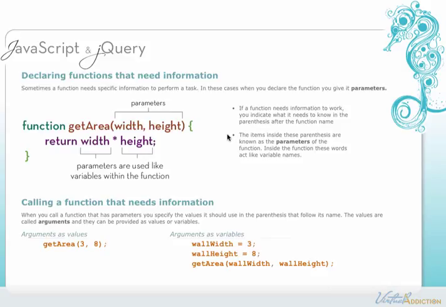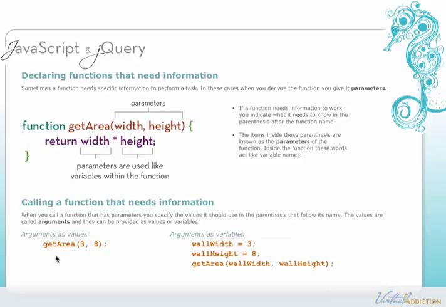So when you design a script, you need to note the information the function will require in order to perform its task. If you look inside the function, the parameter names are used just as you would use variables. Here the parameter names, width and height, represent the width and height of the wall. When you call a function that has parameters, you specify the values it should use in the parentheses that follow its name. The values are called arguments, and they can be provided as values or as variables.